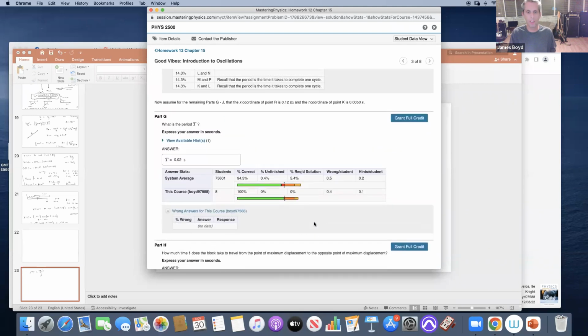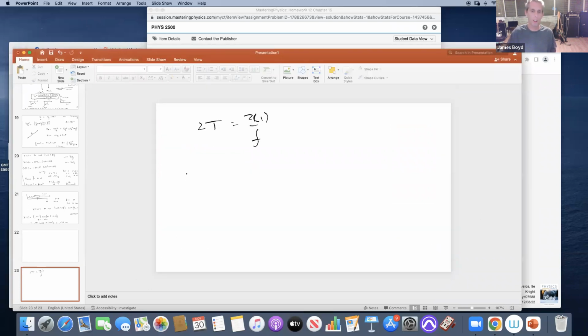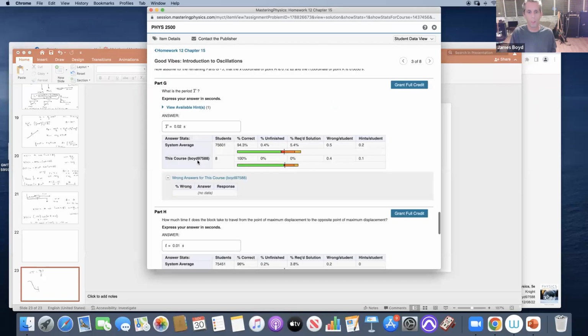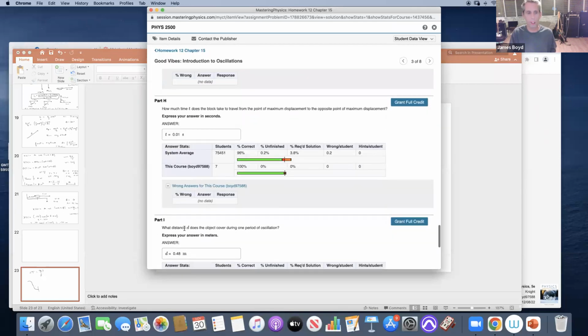How much time does it take to travel from one point of maximum displacement to the opposite? Well, half of the period. Takes half of the period. So 0.01, since the period was 0.02.